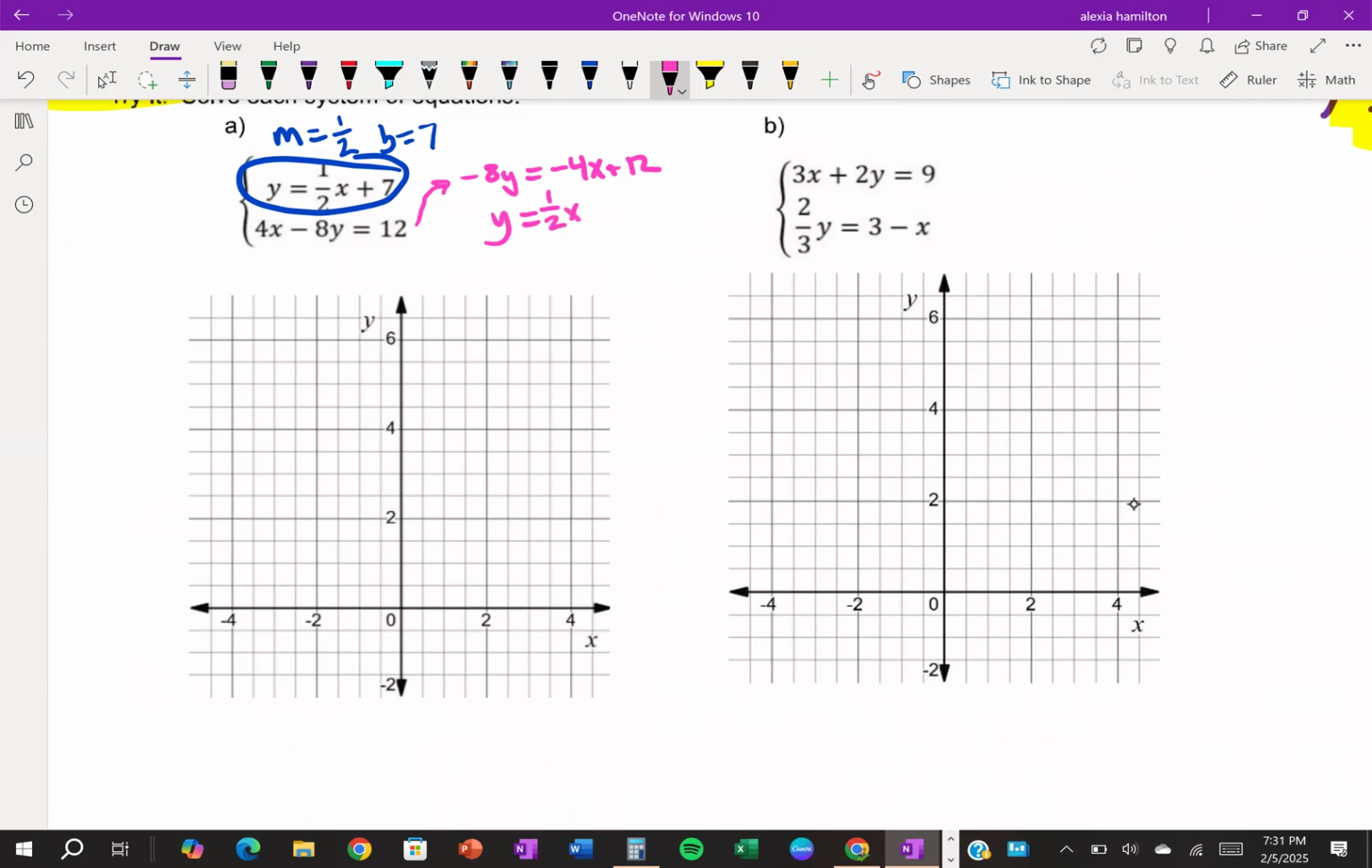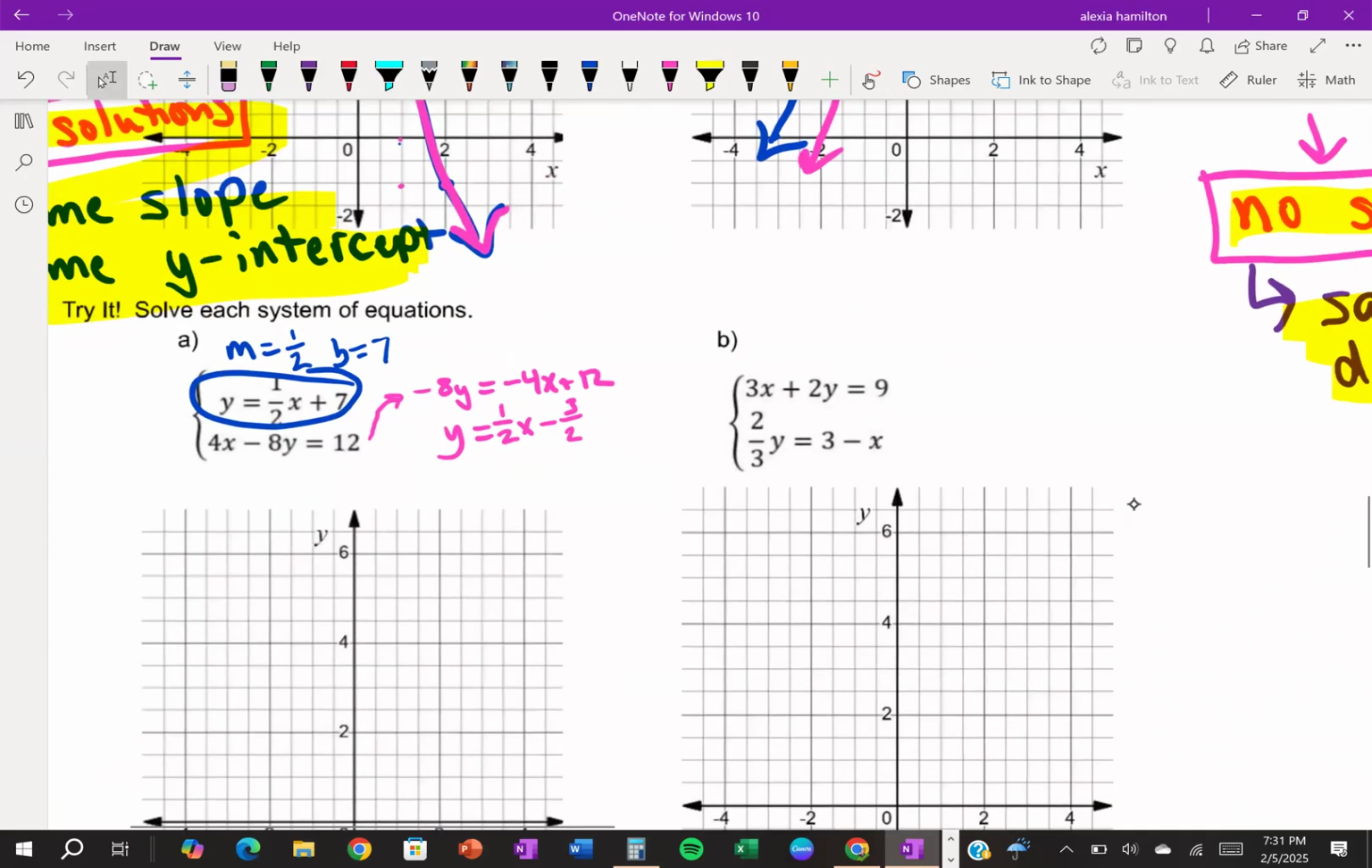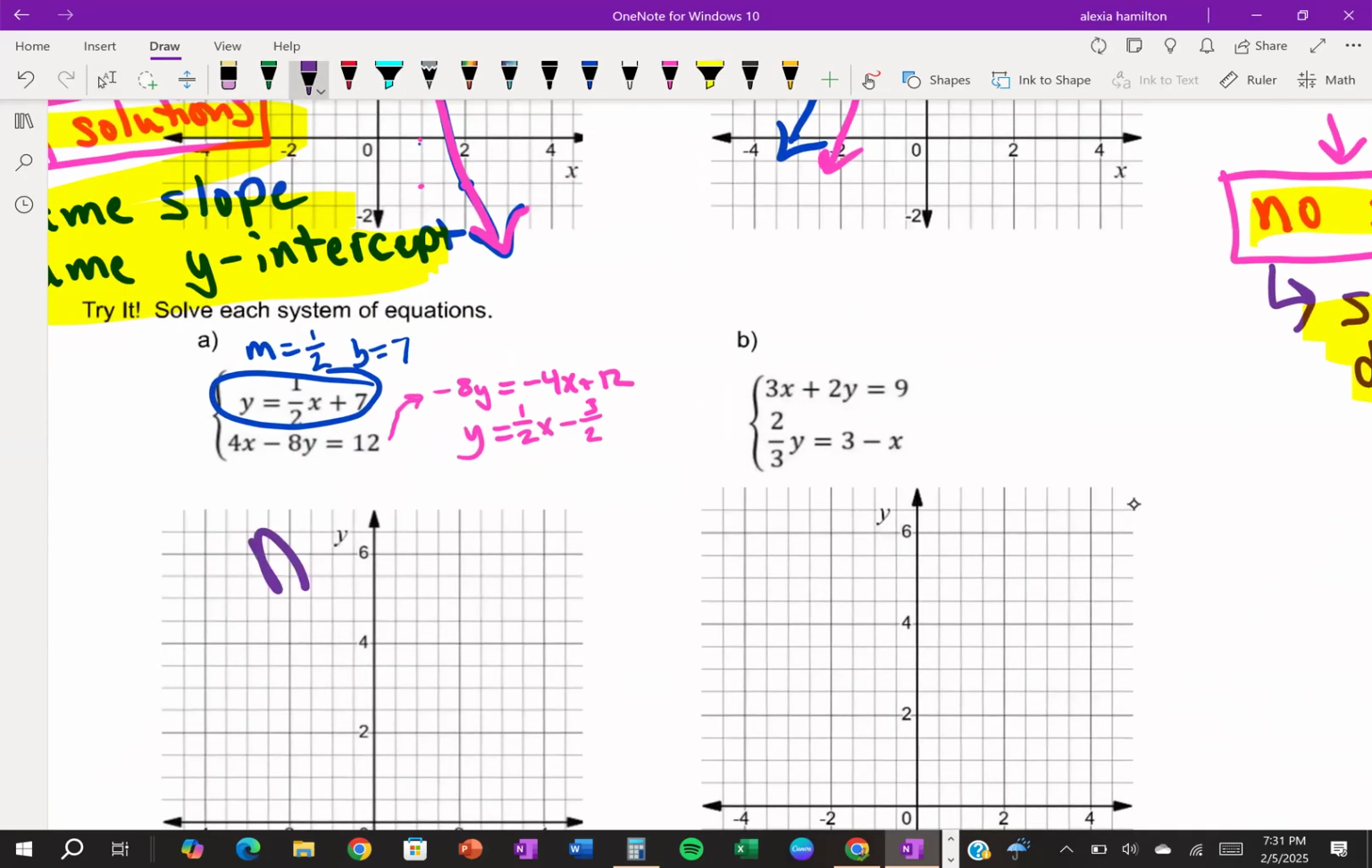Same slope. Different y-intercept. I'm not going to graph it, because they have the same slope. So same slope is, what was it? Just the same slope. Oh, that's no solution.